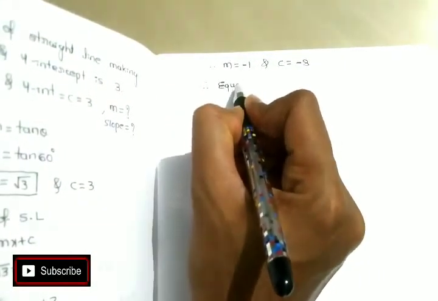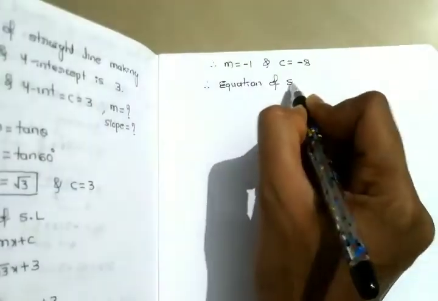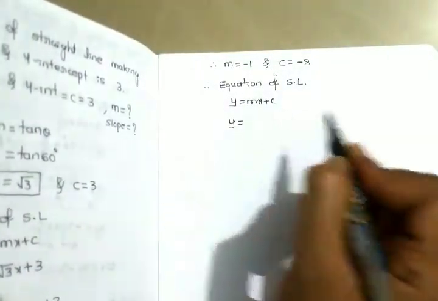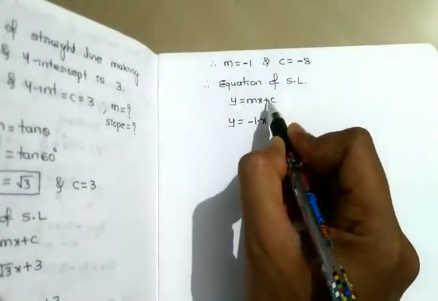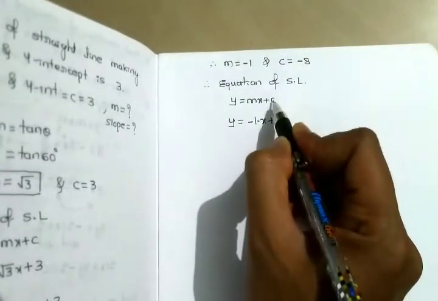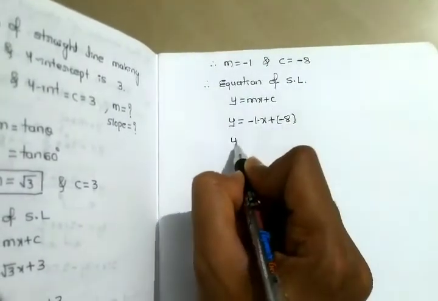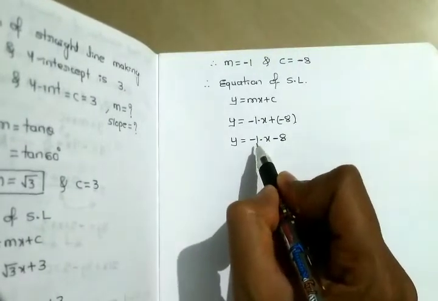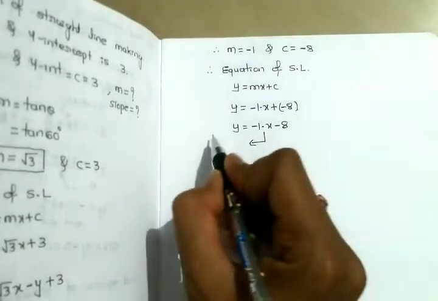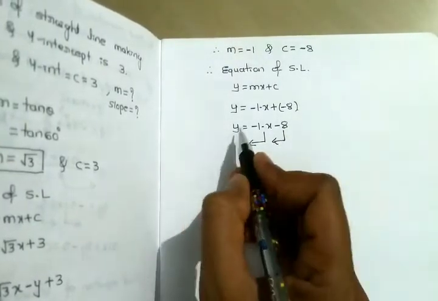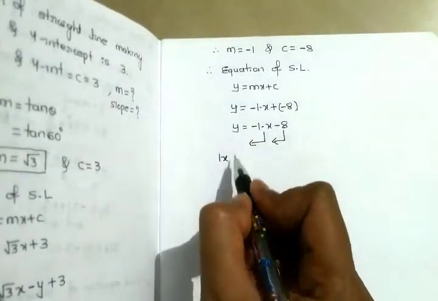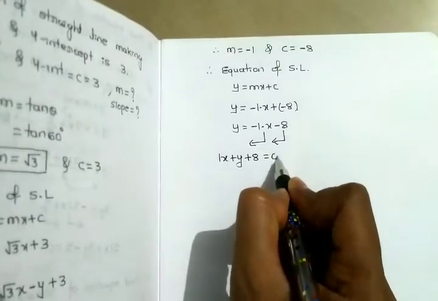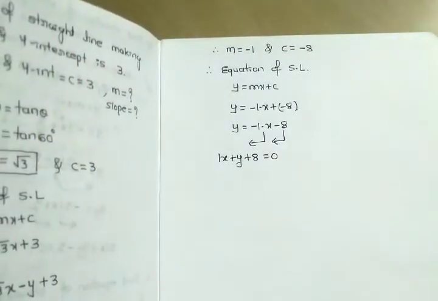Therefore, equation of straight line: y is equal to mx plus c. So next, y is equal to m, which is minus 1, into x plus c, which is how much here? Minus 8. Therefore, y is equal to minus 1 into x plus into minus is what? Minus 8. Again here x contains a negative sign. So I am going to shift minus 1x to the left hand side, and minus 8 to the left hand side. So minus 1x becomes what? Plus 1x. Already plus 5 is present on the left hand side. Minus 8 becomes what here? Plus 8 is equal to what here? 0. So this is the required equation of what? Straight line.